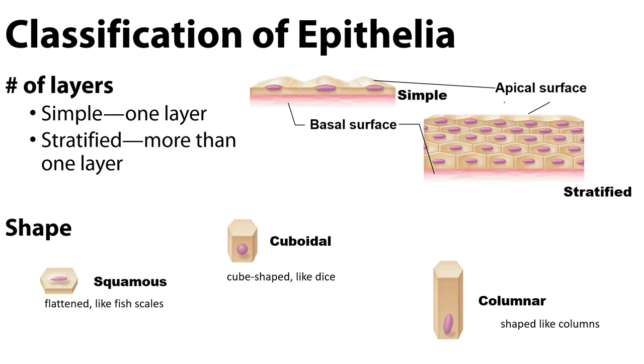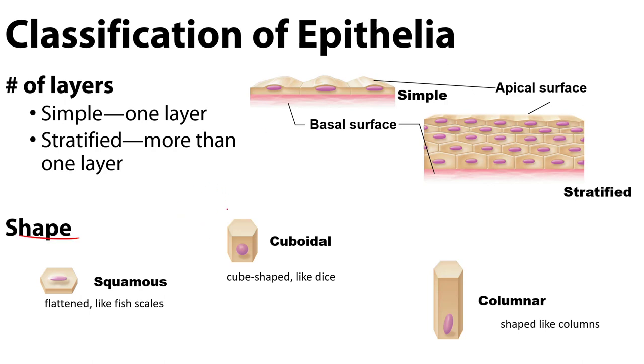And then there's the apical surface. The apical surface is the surface that's exposed to the environment, whether that environment is the air, or that environment is the lumen of your gut, for example. Okay, so that's the basics of the layers. Now let's talk about the shapes.